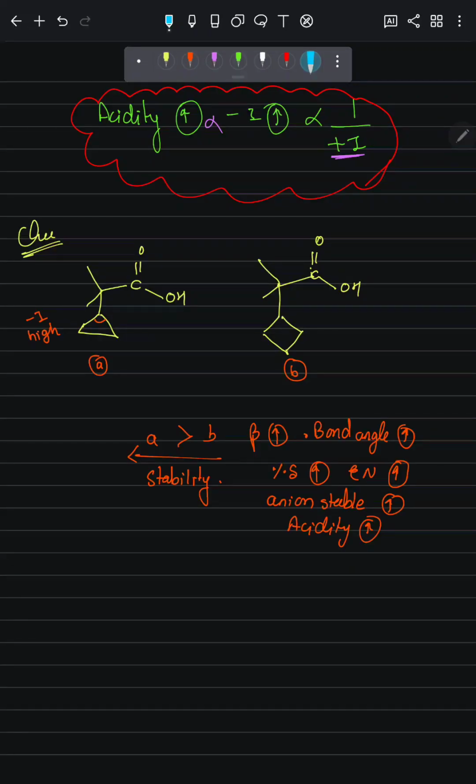Well, as we know, the 3-membered ring is the most strained one. To minimize this repulsion, this group will go a little in this direction, and this beta will increase, then the bond angle also increases, percentage s character increases, electronegativity increases, anion stability increases, and acidity also increases. So the order of acidity is A higher than B. Here is a 4-membered ring, so this is 90 degrees, and this beta is a little smaller compared to A.